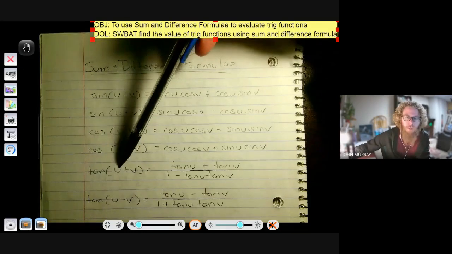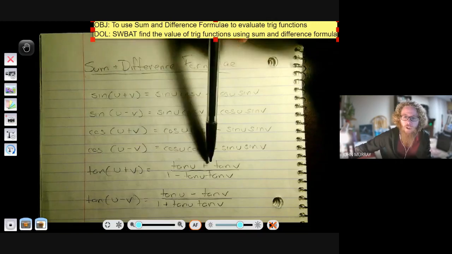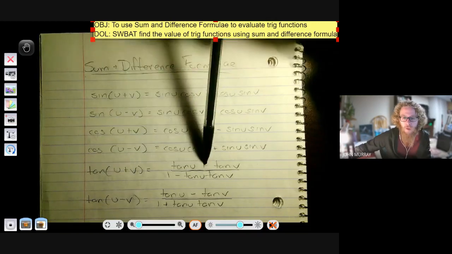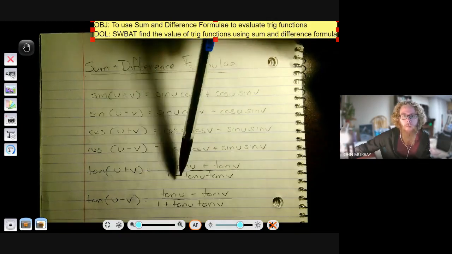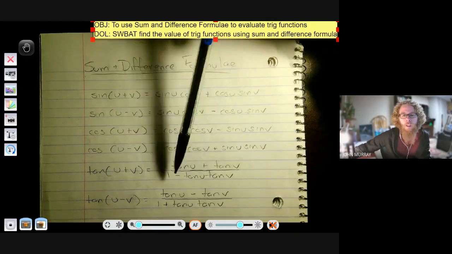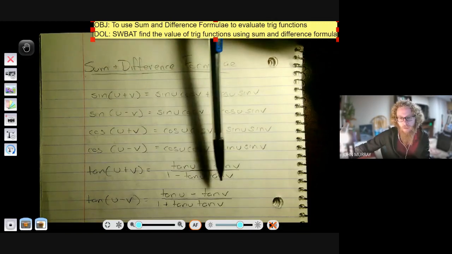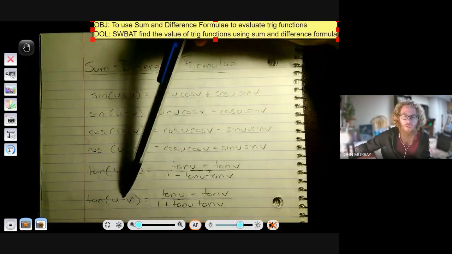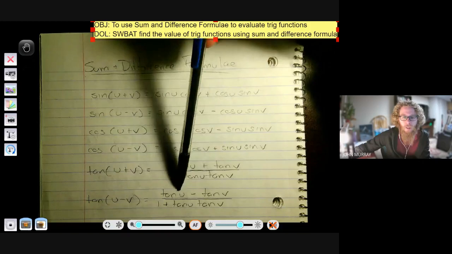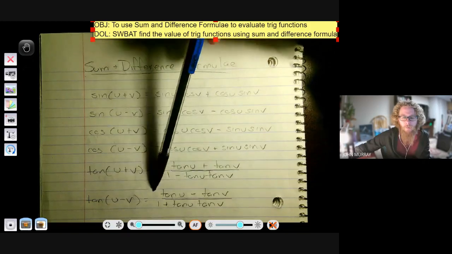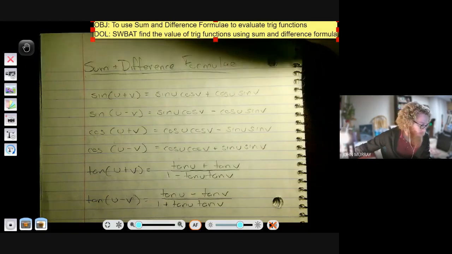So the tangent of the sum of 2 different terms, we have tangent u plus tangent v in the numerator. And then in the denominator, we have 1 minus the product of tangent u times tangent v. So we got both addition and multiplication there. For subtraction, we swap our signs. So it's going to be tangent u minus tangent v over 1 plus tangent u times tangent v.